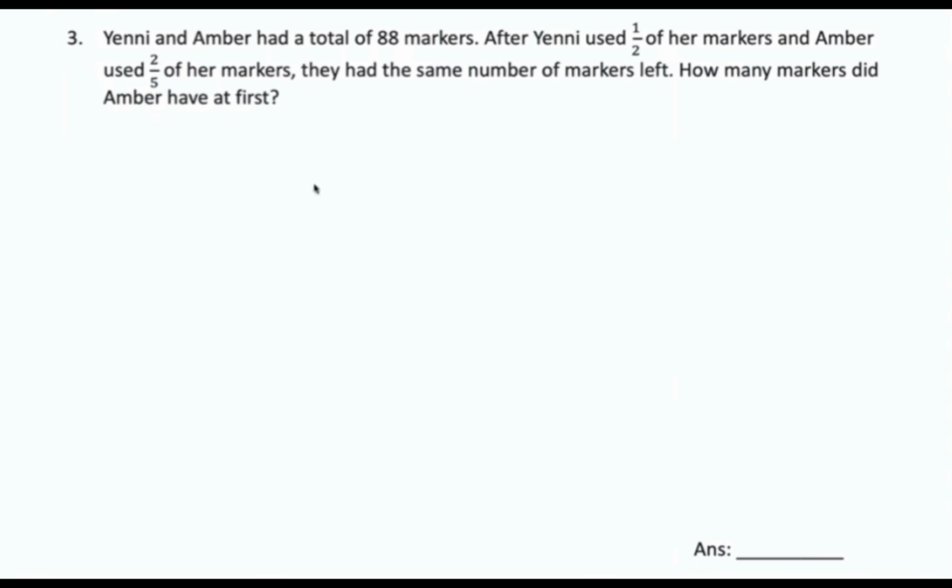Yanni and Amber had a total of 88 markers. After Yanni used half of her markers and Amber used 2/5 of her markers, they had the same number of markers left. So pretty easy. So Yanni and Amber had a total of 88. This is how you record. Yanni plus Amber 88. You can do anything. You can do Y plus A, then make it a title and write 88.